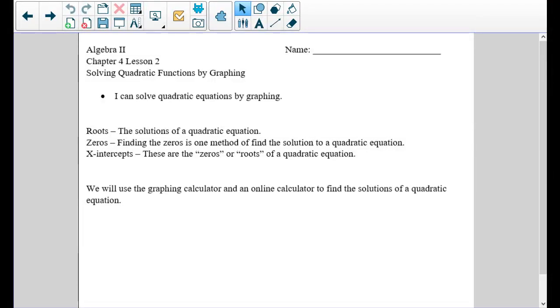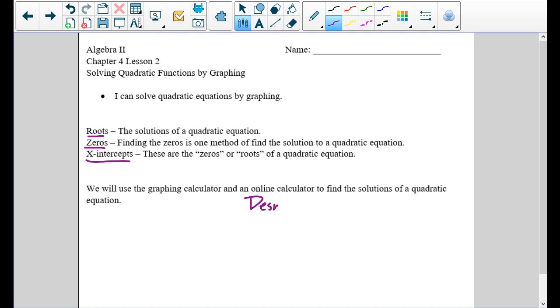Chapter 4, Lesson 2, Solving Quadratic Functions by Graphing. So we're going to take a look here. Now, these quadratic functions, solutions, okay? The solutions, the roots, zeros, x-intercepts, these are all basically the same thing. They're meaning the same thing, okay? So we're going to use a graphing calculator or Desmos online calculator to find these solutions to these quadratic functions, okay?